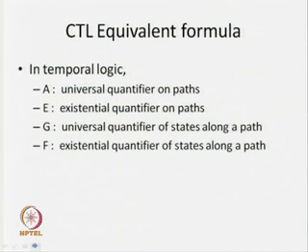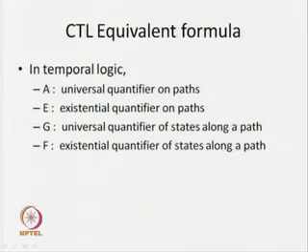In temporal logic, we have some temporal operators and some path quantifiers, and these are there in CTL. In CTL we have A, which is called the universal quantifier on paths, that means we are going to reason about all paths. E is the existential quantifier on paths, that means we are going to look for some path. These are the two path quantifiers. Similarly, we have two temporal operators, one is G and the second one is F.